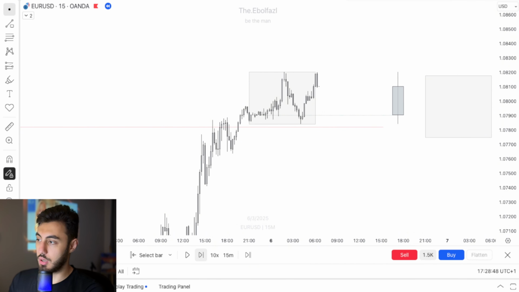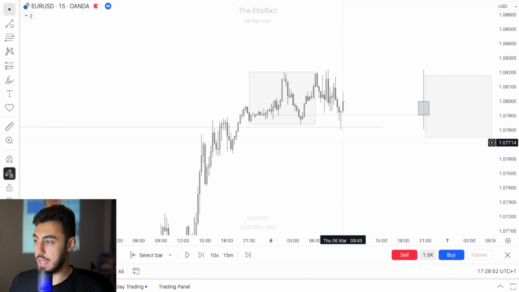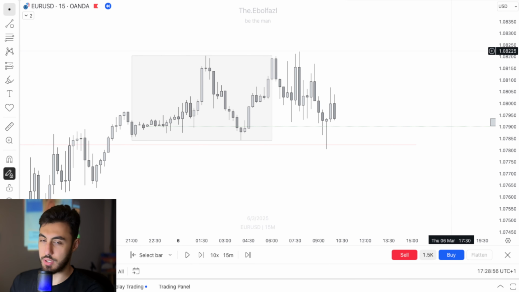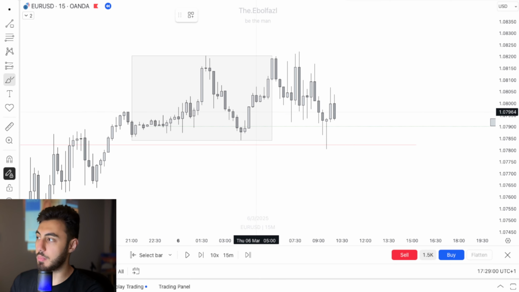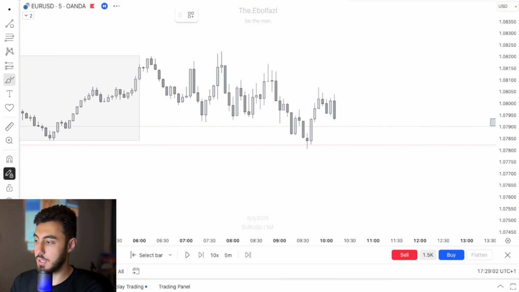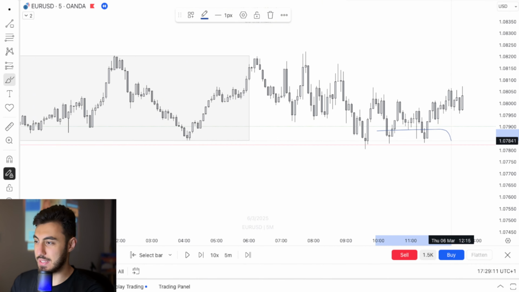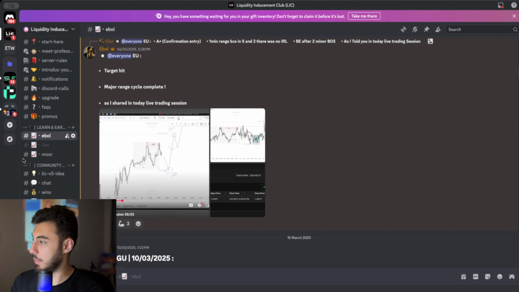So market tapped to this area at 9:30 a.m. UK time, which is a little bit after the London session start. And I was looking for a beautiful confirmation entry here in the lower time frame. So I was looking for a confirmation entry, and I think I entered the confirmation entry right around these areas. Can't remember, to be honest. Let me take a look back at this one.